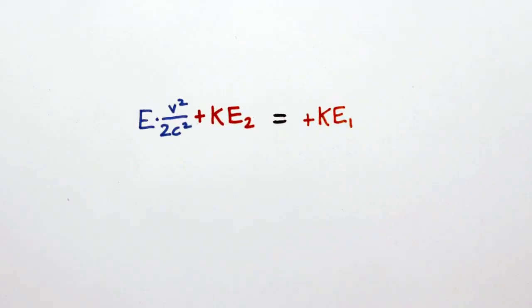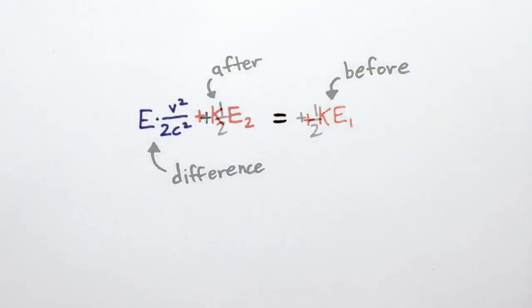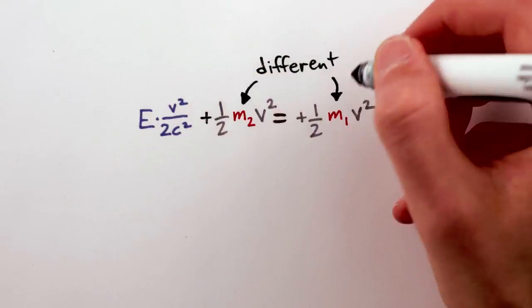Rearranging, we see that the kinetic energies before and after the flash must be different. And the kinetic energy of an object is 1/2 of its mass times its velocity squared. But we know that the velocity was the same in both cases. So in order to account for the difference, the cat's mass must change when it emits the flash of light.